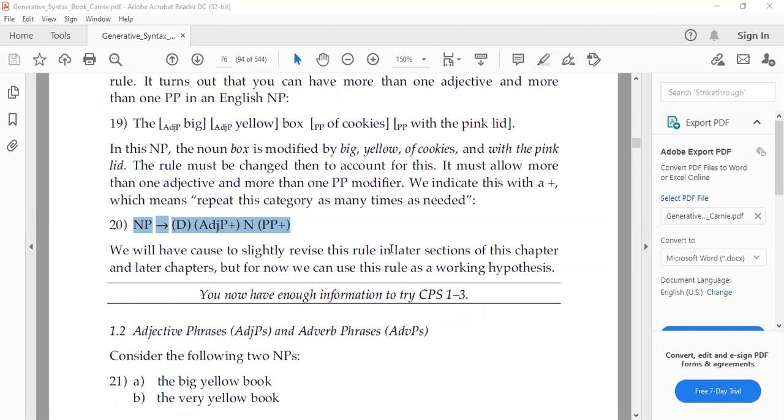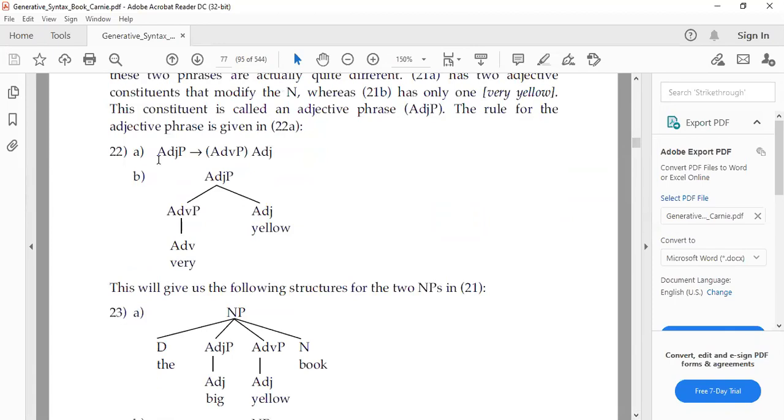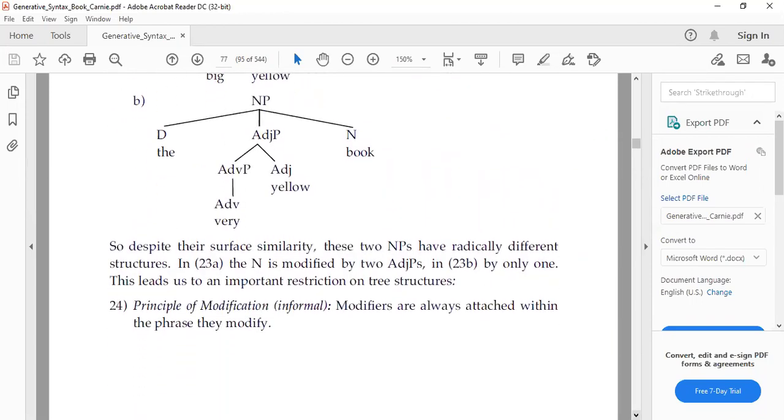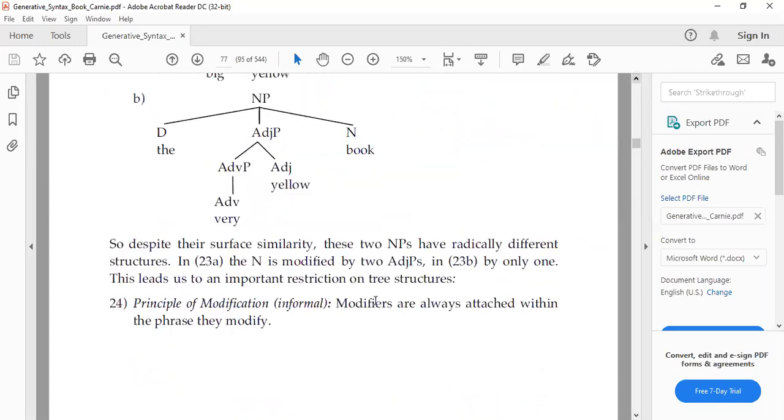So this is the rule for the NP. Thank you, Bushra, for recording. And then also we had the rule for the AdjP, the adjective phrase, which consists of an optional AdvP and then Adj. And we talked about the principle of modification, and we said that modifiers are attached within the phrases they modify.